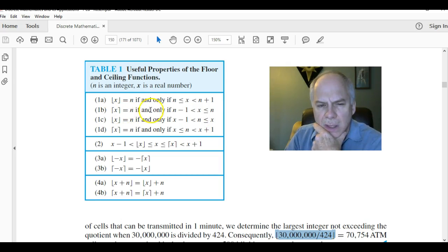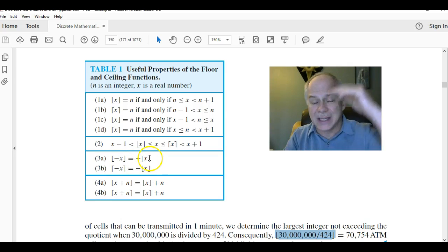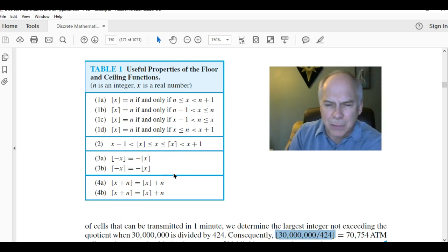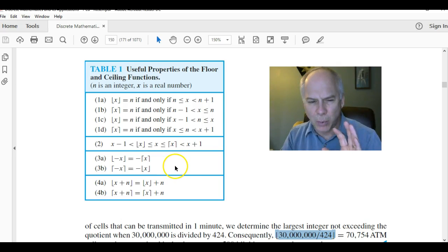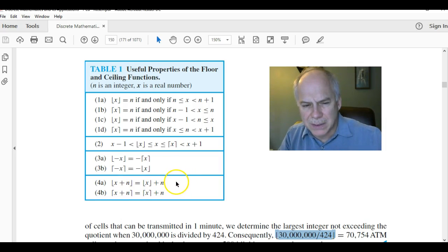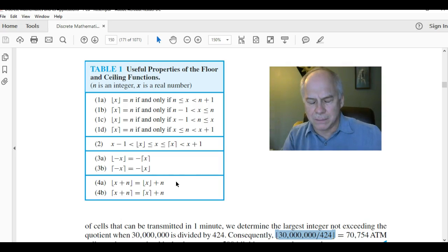Then you could read the other one for the ceiling function as well. And then these with the negatives, it's interesting that the floor function of negative x is equal to the negative of the ceiling function of x. And if you plug in an actual number, you'll see why that's true. And then these last couple here, it's kind of taking out parts of the sum of two things. And anyway, take a look at those.